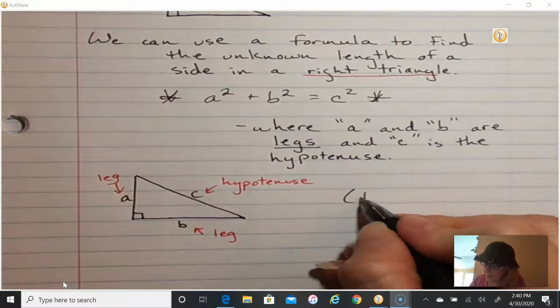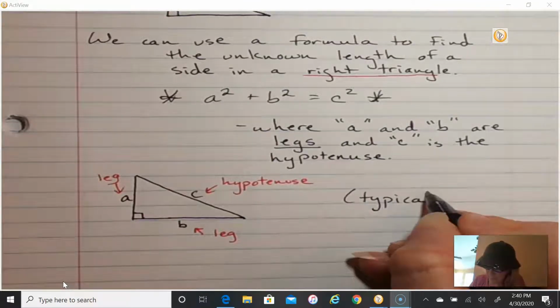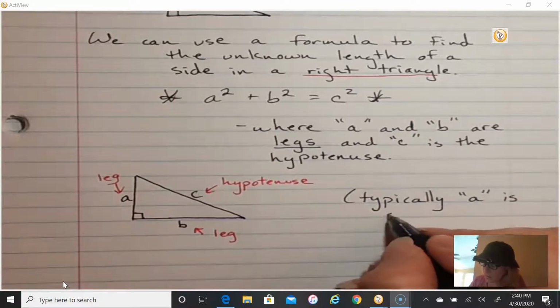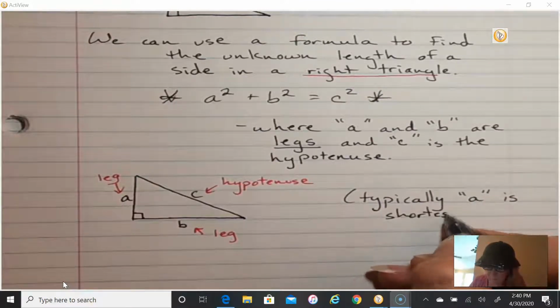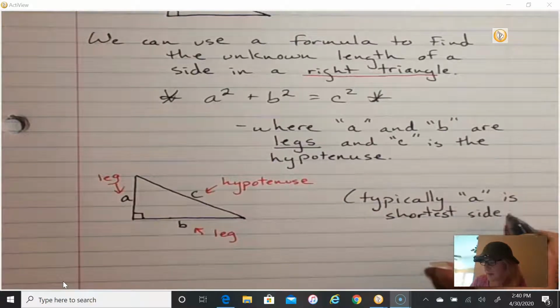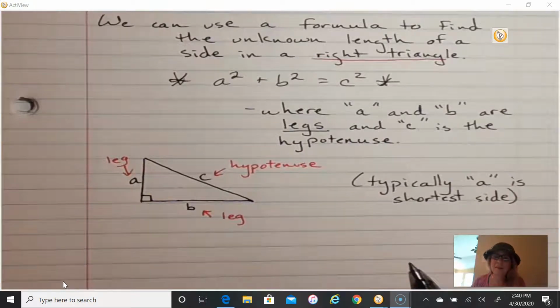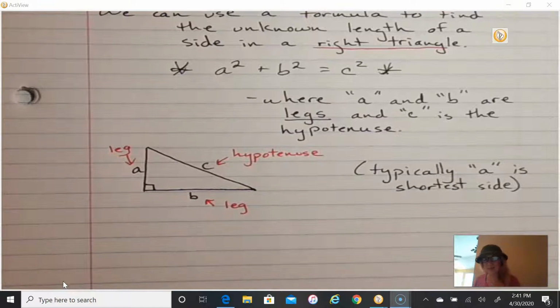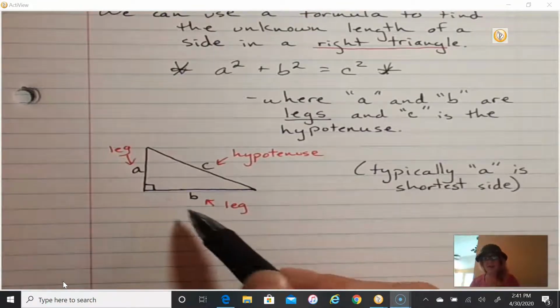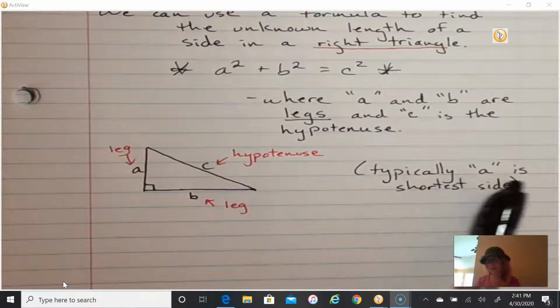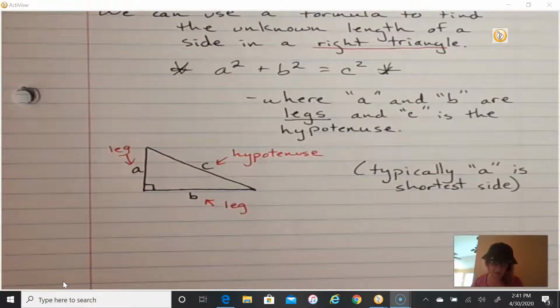Typically, A is the shortest side. Now, I say typically because not always. And it doesn't really matter which is which because they are treated the same. But typically A is the shortest leg or shortest side.